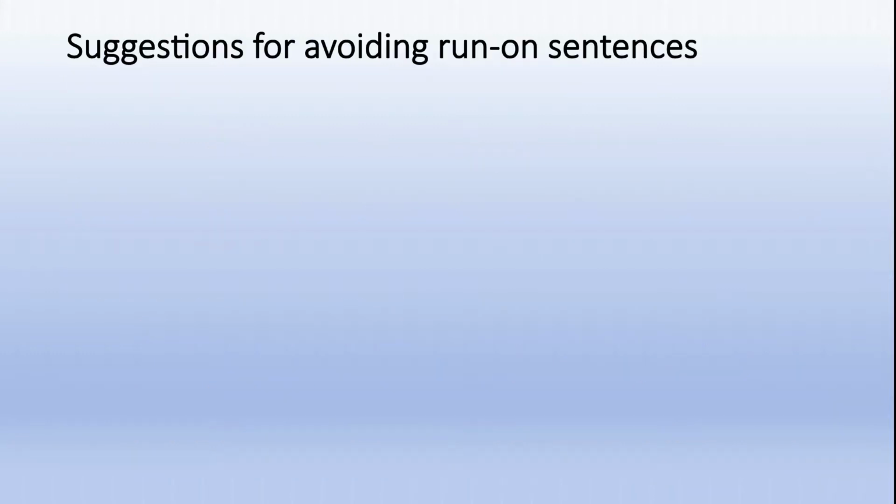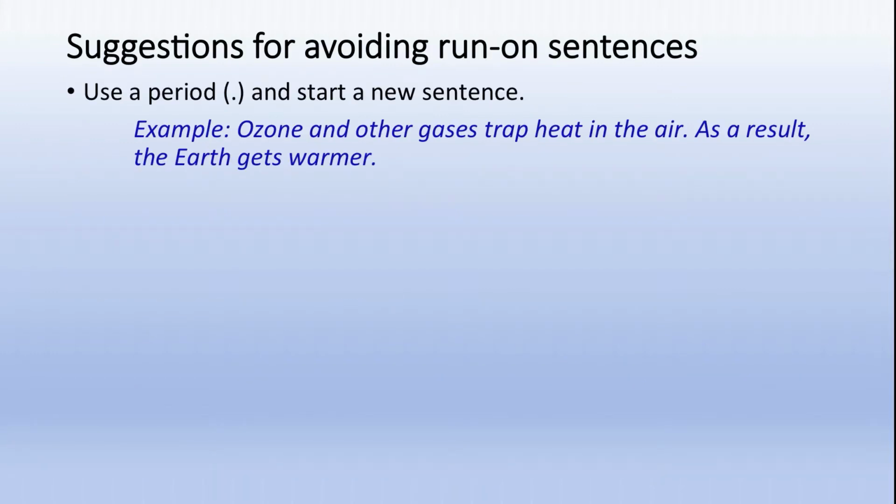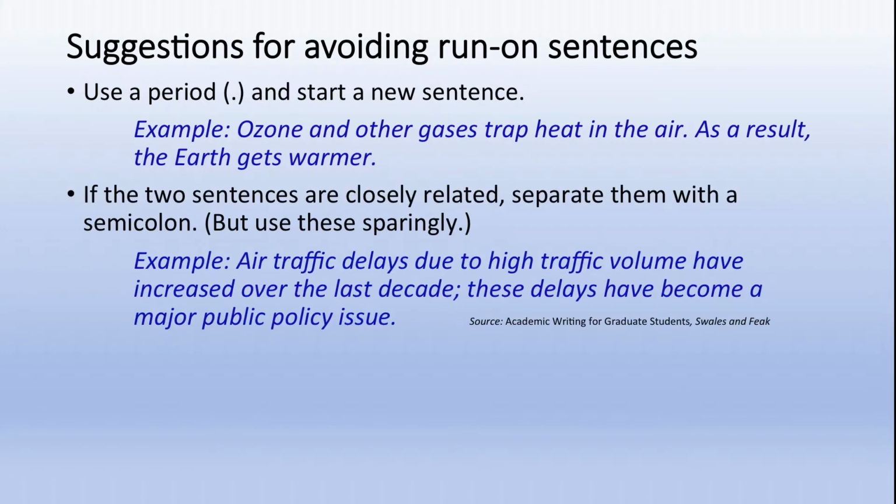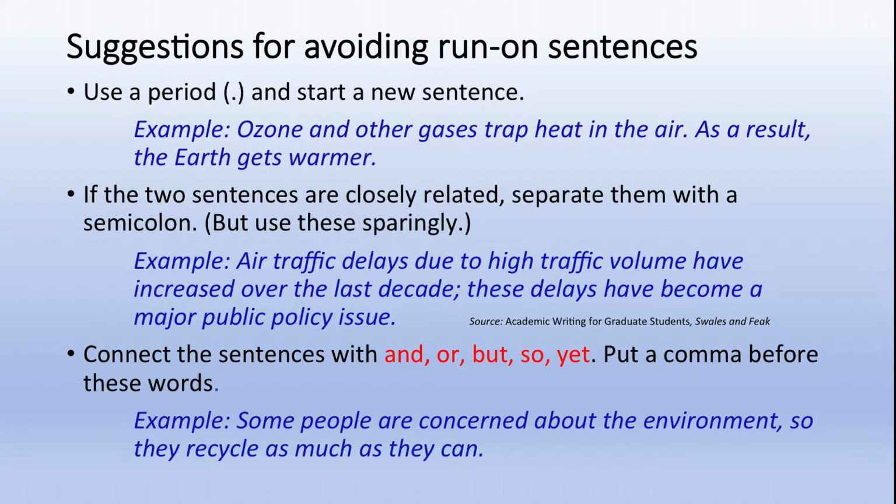In addition to starting a new sentence or adding a semicolon, a third way to avoid writing a run-on sentence is to connect 2 independent clauses with a connector word, such as and, or, but, so, or yet, as in the third sentence. Some people are concerned about the environment, so they recycle as much as they can.